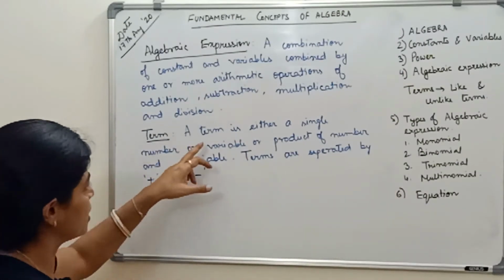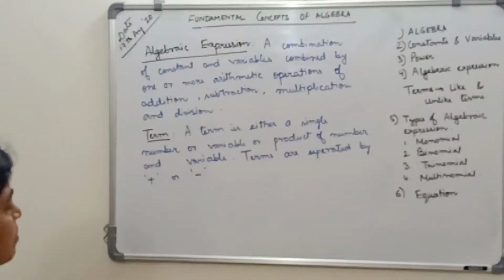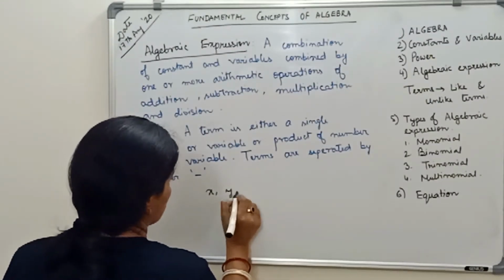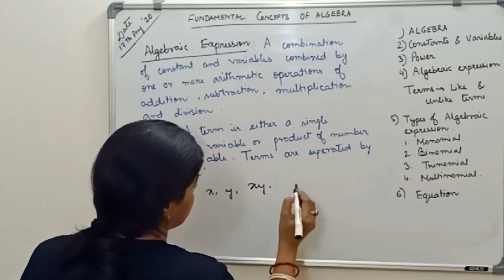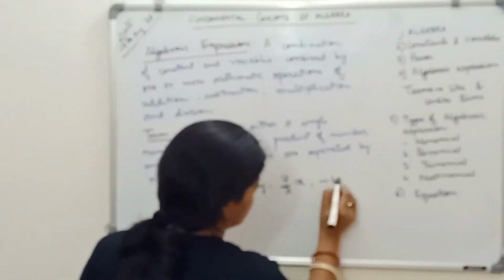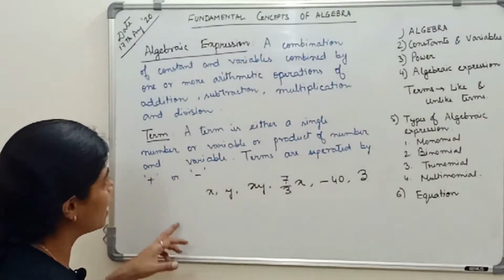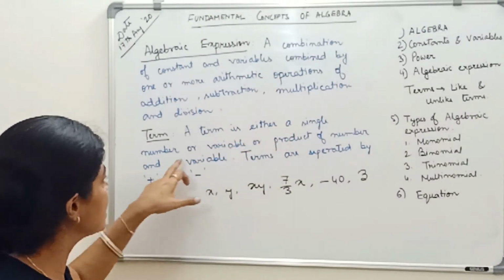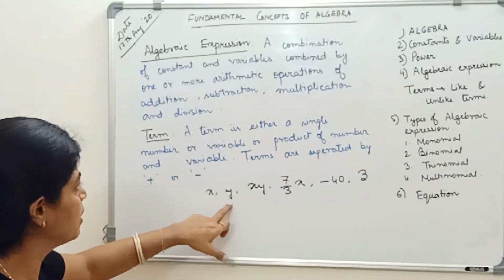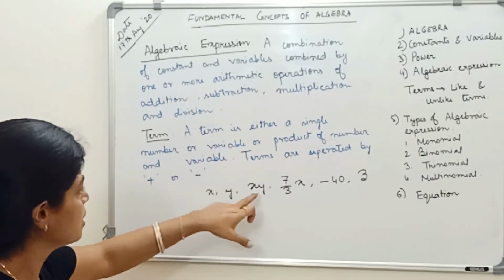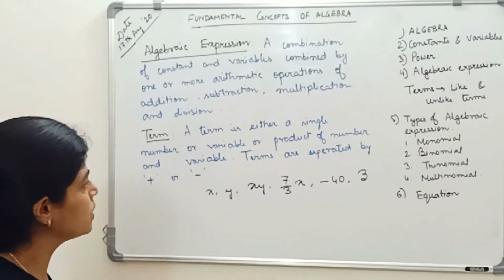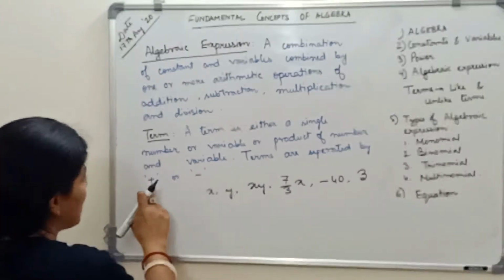Now what are terms? A term means, suppose I write x, y, xy, then 7 by 3x, minus 40, 3, these all are terms. A term is either a single number, see it's a single number 3, or a variable, this is a variable, or a product of numbers and variables. Here a product of number and variables, here there are variables. These terms are separated by plus and minus signs.